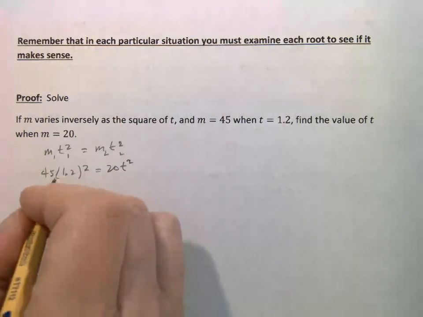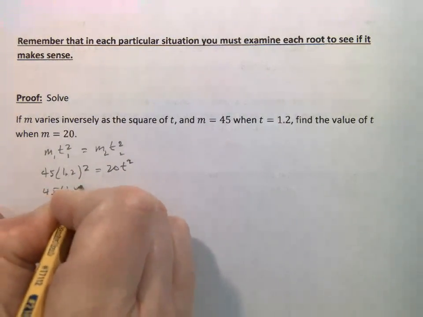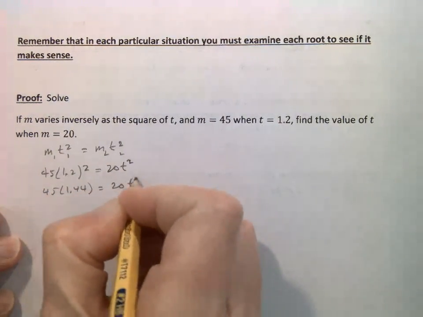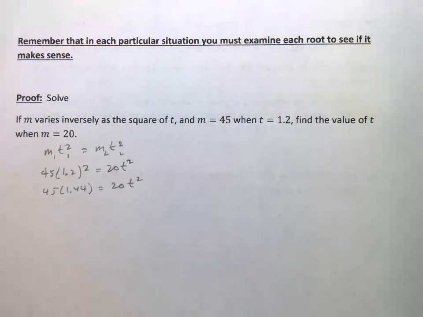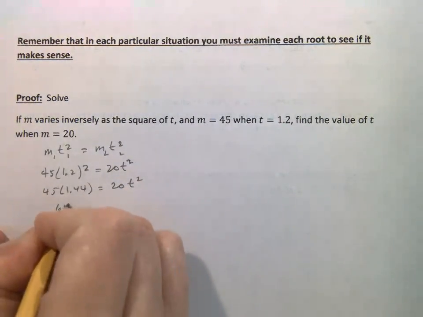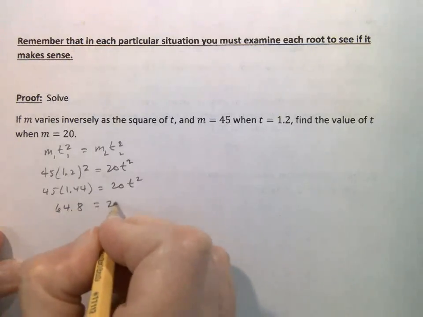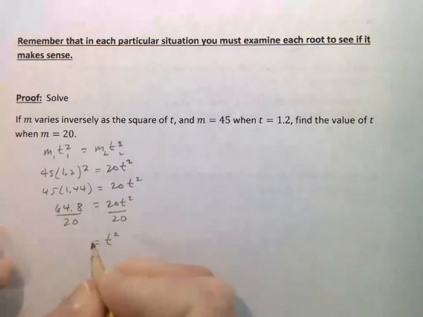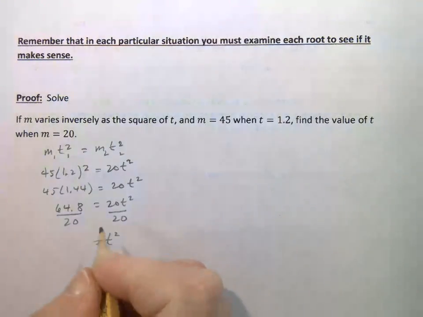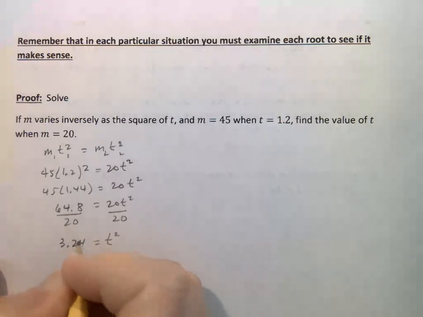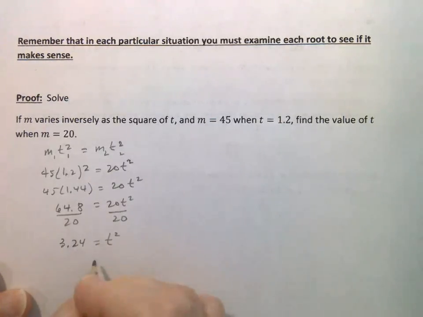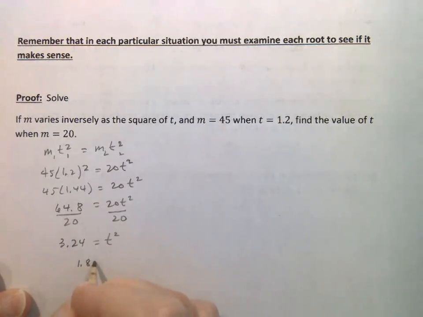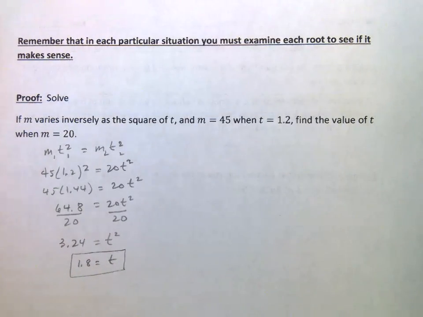which is 1.44. So I have 45 times 1.44 is equal to 20t squared. If I multiply that times 45, I get 64.8 is equal to 20t squared. Divide both sides by 20. And t squared is equal to 3.24, which is a perfect square. And if I take the square root of both sides, it's going to be equal to 1.8. Okay, so that's how we do those particular problems.